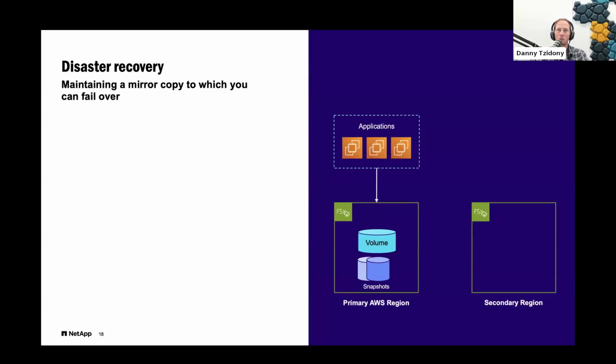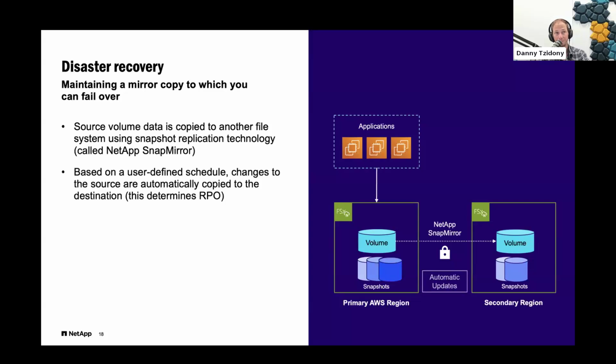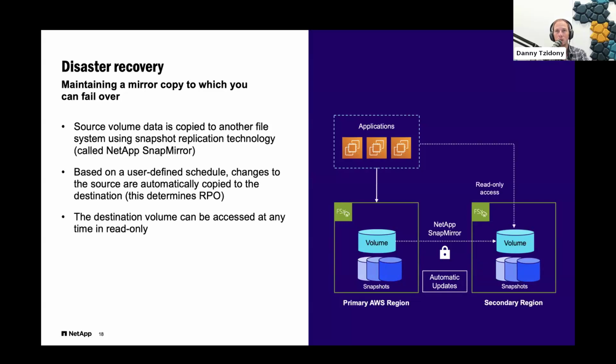Now let's move on to disaster recovery. What happens if the whole file system, not only one availability zone, is inoperable, or if we want to fail over to another region for some reason? So we can maintain a mirror copy using a technology called SnapMirror. Essentially, we're taking the snapshots that we took of our volume, and we are copying them to a secondary file system in a different region. We can set up a schedule to make sure that the changes are automatically copied to our DR site, once again, according to our RPO, our recovery point objective.